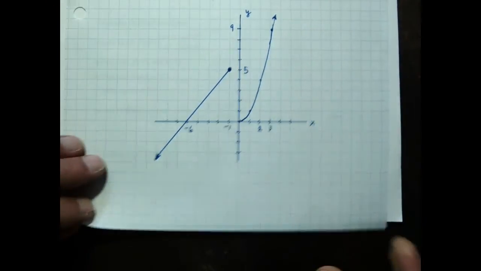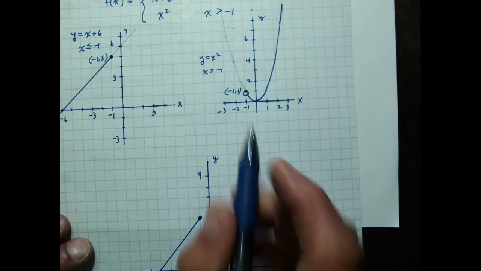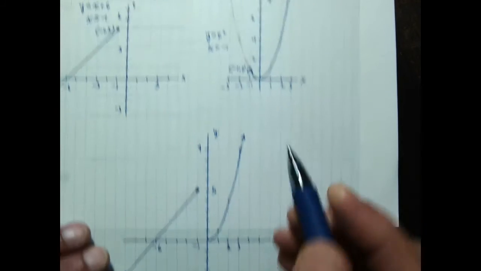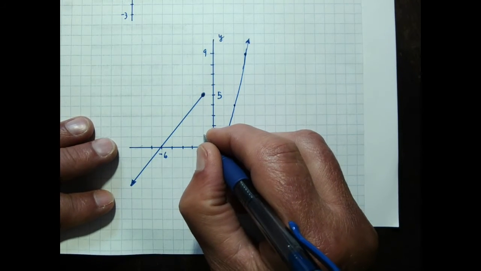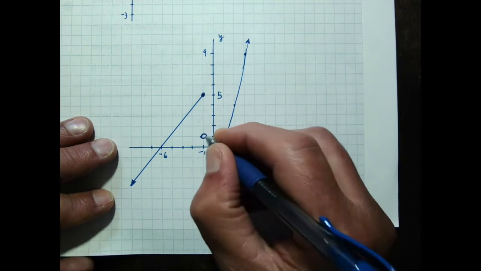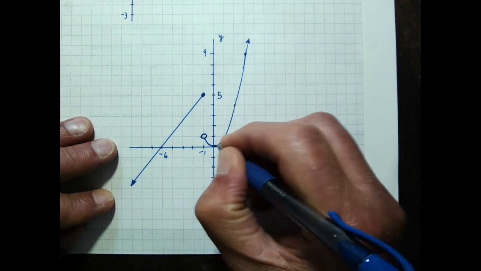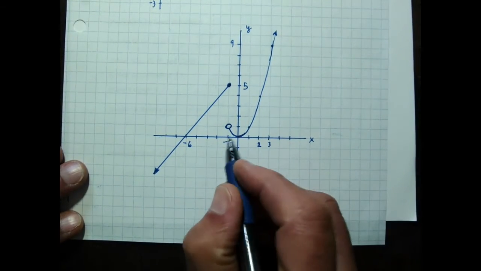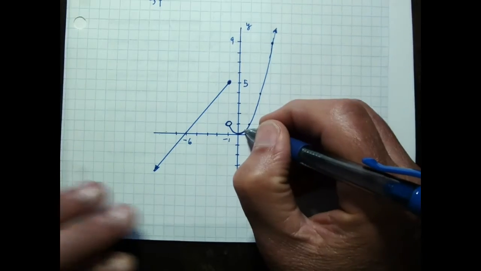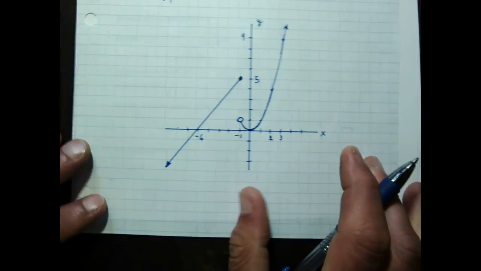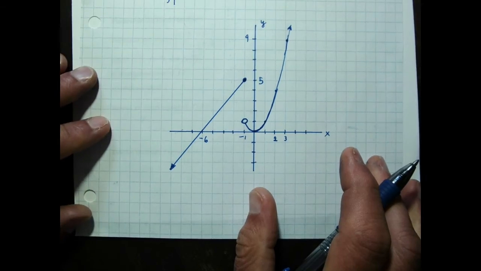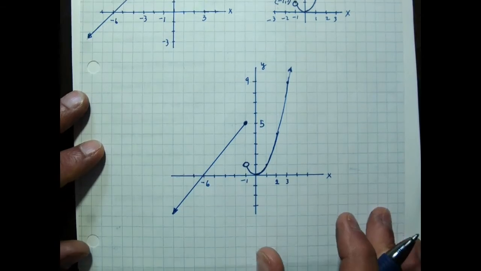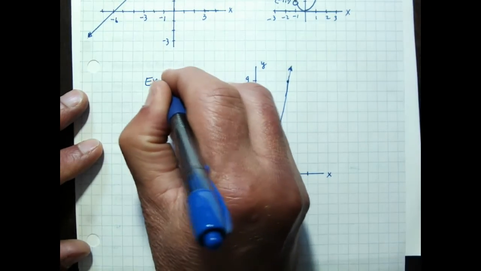And now between negative 1 and 0, I have to copy this other little piece of the curve along with the open circle at negative 1, 1. So even though that's not a point on the graph, I need to mark that point so that I can draw the portion of the parabola from negative 1 to 0. So this is my final graph of the function for exercise 13.